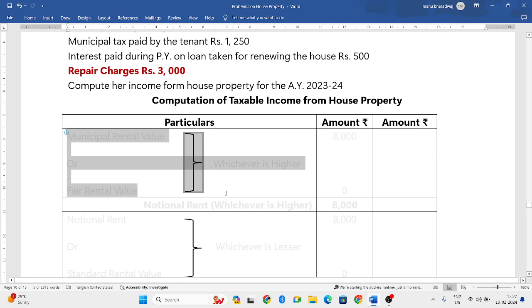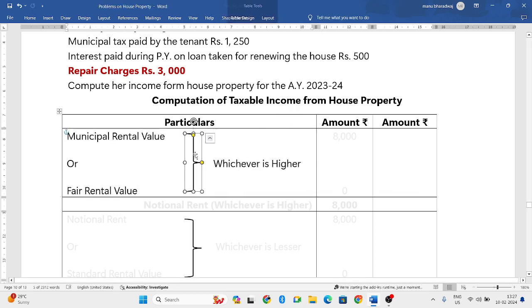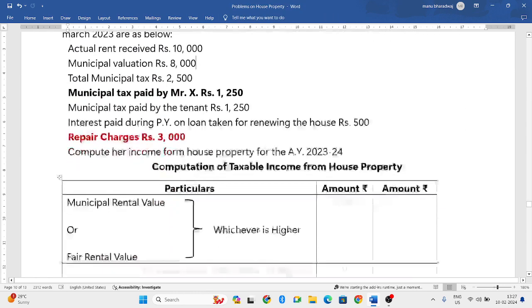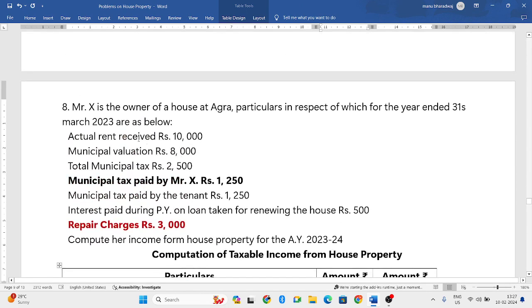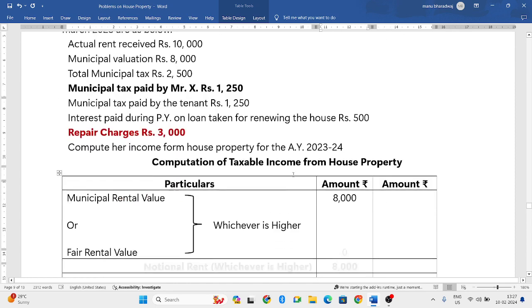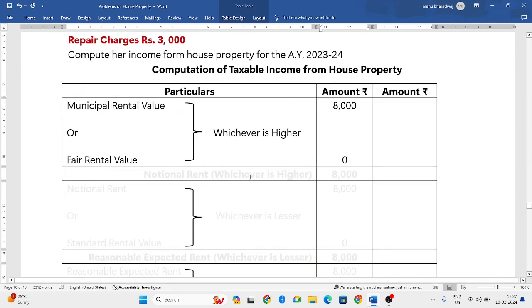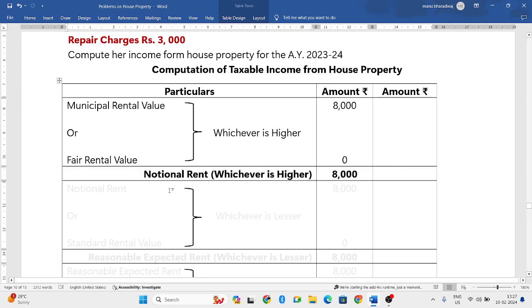As you are all aware by now, first we will compare municipal rental value with fair rental value. Municipal rental value they have given in the question. It is 8,000. I will write it here. Next, fair rental value they have not given. If they have not given, then we'll consider it to be 0. Out of these two, whichever is higher, we will consider it to be notional rent. So notional rent is 8,000.